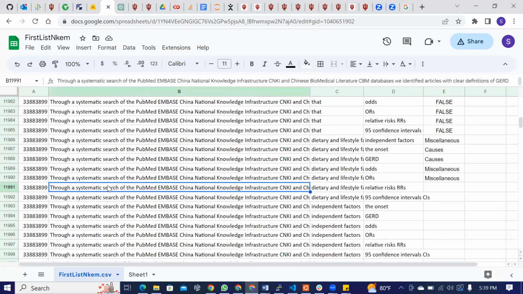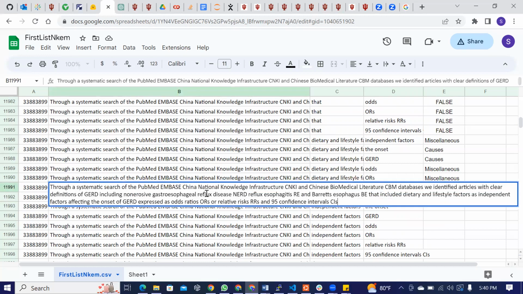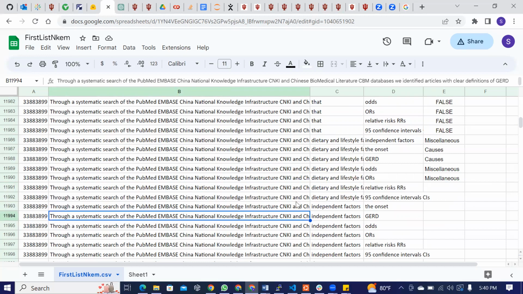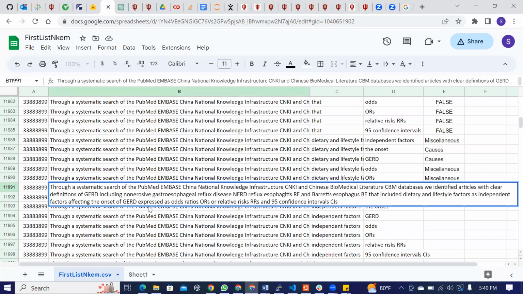Now look at this. Let's see dietary lifestyle and relative risk. If it is ORs here, we also have relative risk too, which is still OR. And dietary lifestyle and 95%. So it is expressed as relative risk. It's not like, you understand, expressed as dietary lifestyle conditions affecting the onset of GRD. Okay, now looking at this thing, I'm saying that I am wrong.